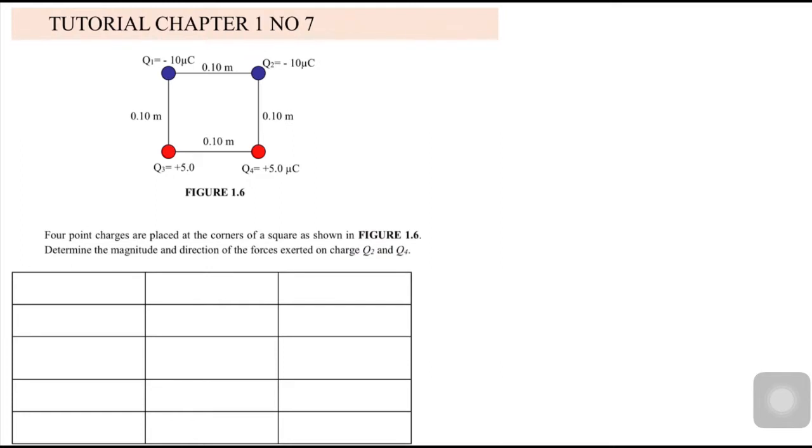Okay, so bila kita ada 4 charges, means that the total force on each of the charge mesti ada 3. That's how I know lah. So basically ada 3. So kita ada Q1, Q2, Q3 and Q4. Kita nak cari on Q2. So Q2 is negative 10 microcoulomb. So it's negative charge lah.